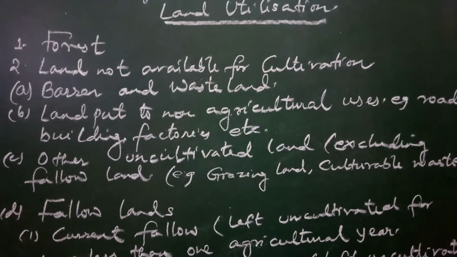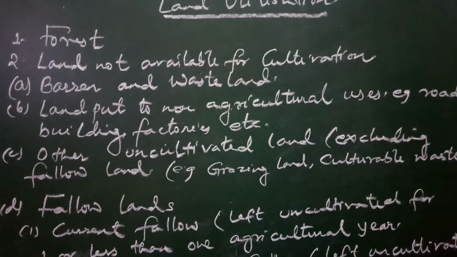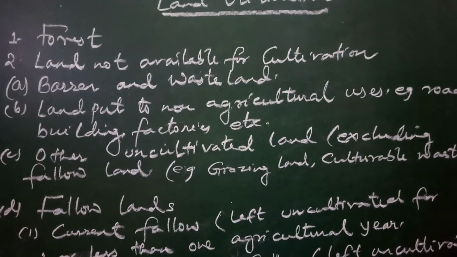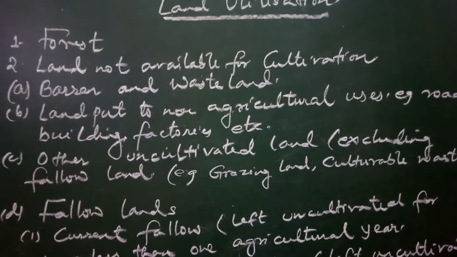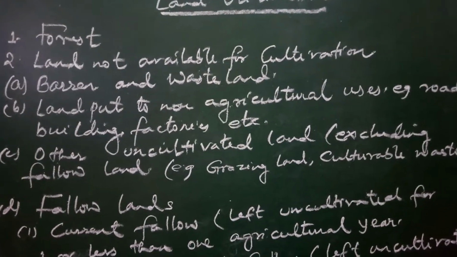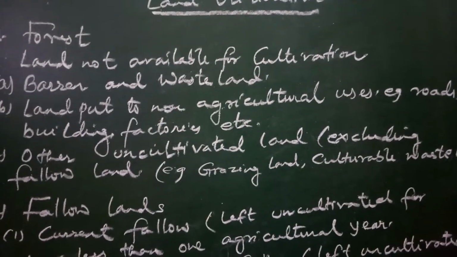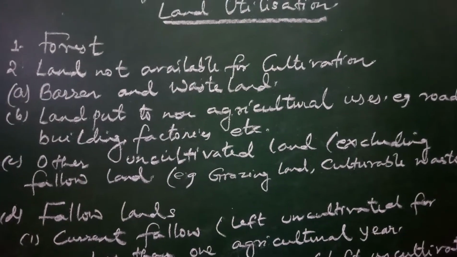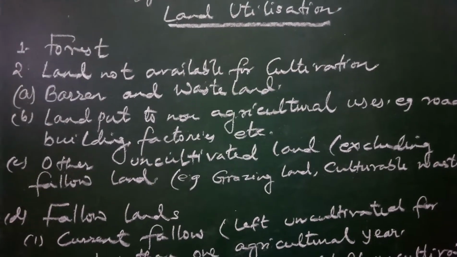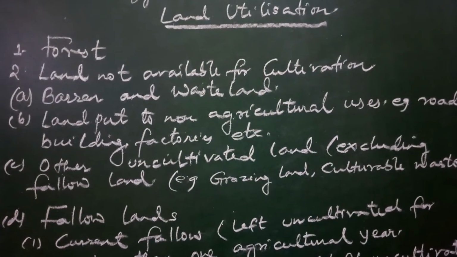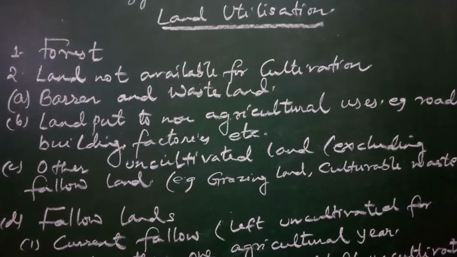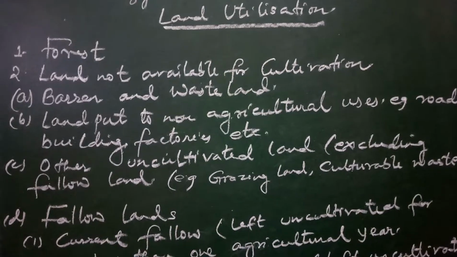So land is not available for cultivation due to two reasons. Land may be barren, it may be wasteland. Land might not support cultivation. Second category, land put to non-agricultural uses, means land is used for construction, it is used for making buildings, it is used for making roads and factories.